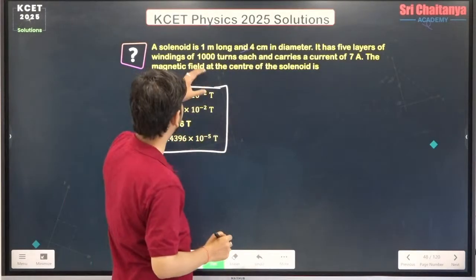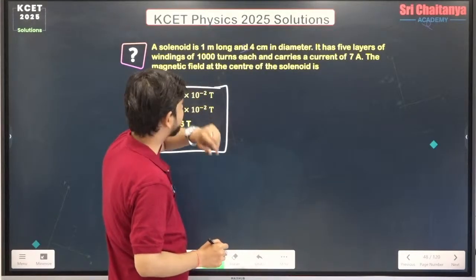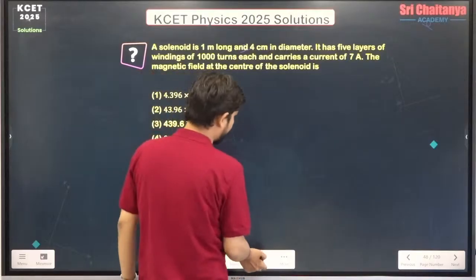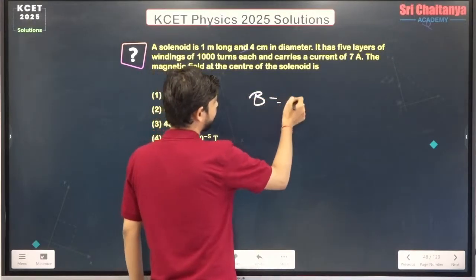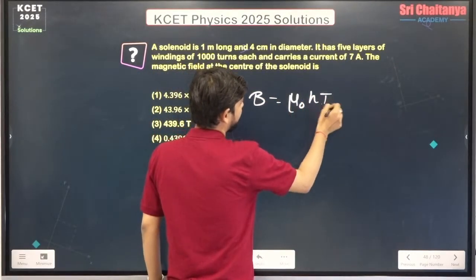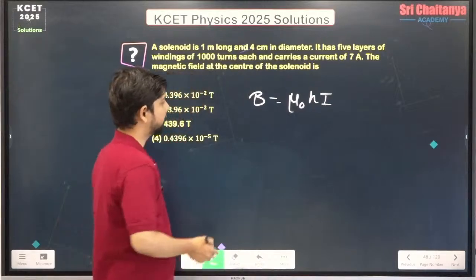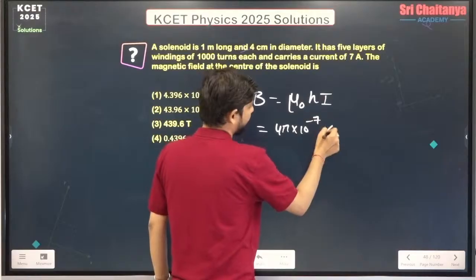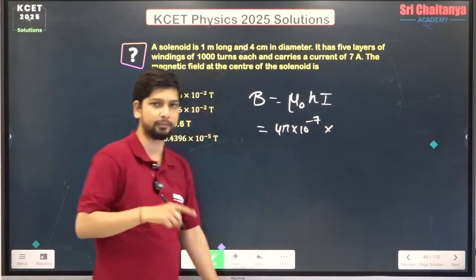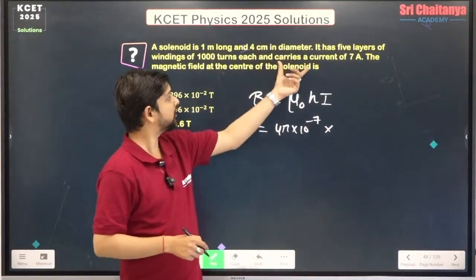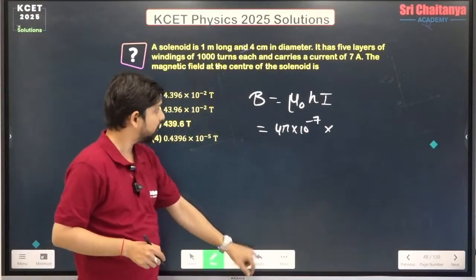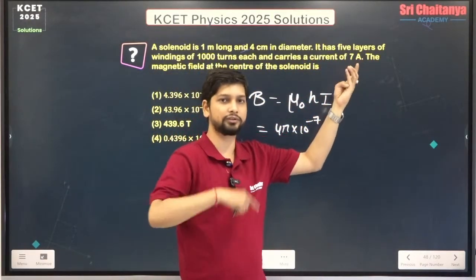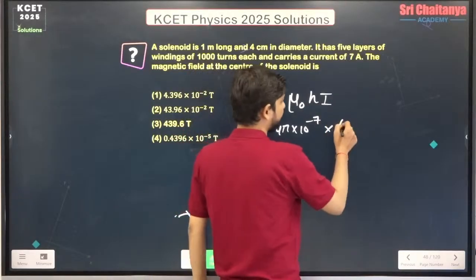It has 5 layers of windings of 1000 turns each and carries a current of 7 ampere. We have to find the magnetic field at the center of the solenoid. The magnetic field at the center of the solenoid can be written like this: mu naught n I. Here mu naught is 4 pi into 10 raised to minus 7. n is the number of turns per unit length. Here 1000 turns are there, and these 1000 turns have 5 layers. So 1000, 1000, 1000, 1000, 1000. So total 5000.